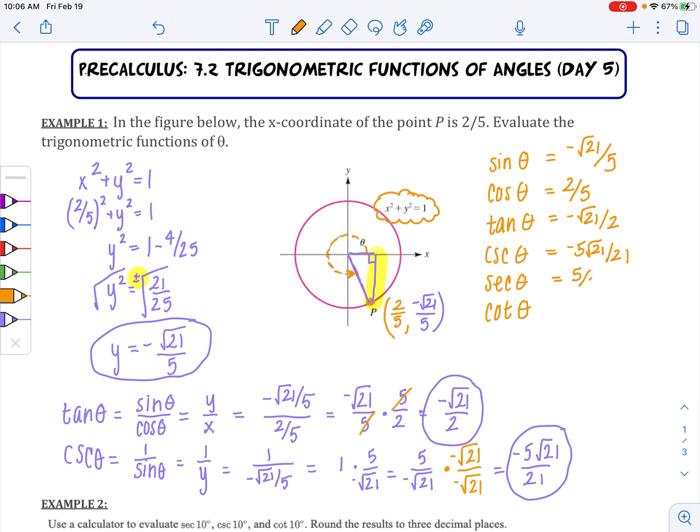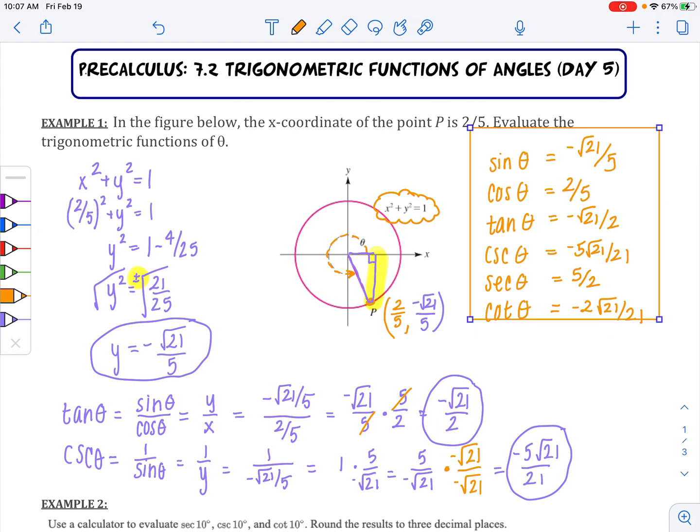Secant is 1 over cosine, so just reciprocal there. Cotangent, you have to flip. It has to now be x over y. When you do that math, you should get that as your cotangent, the reciprocal of tangent, with a nice rationalizing of the denominator.